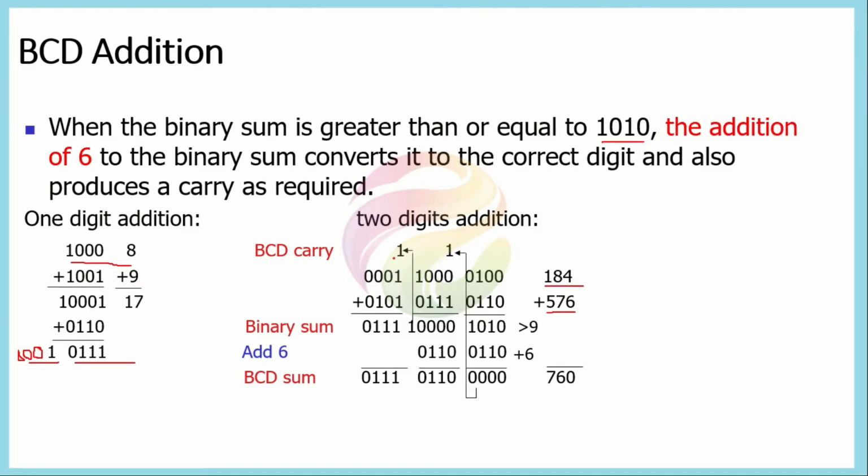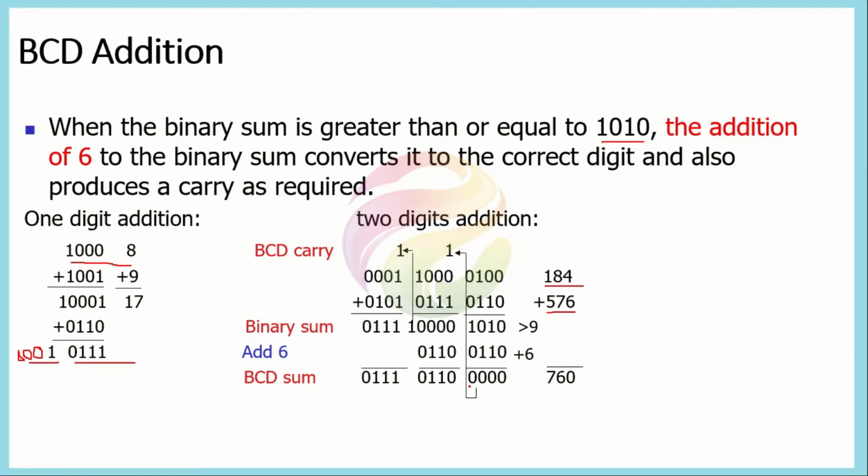That carry will move to the next column, and in the next column the actual addition is between 1 and 5, but we have again a carry from the previous column, so we also have to consider it. So this is 1, this is 5, and we have a 1 carry, so if we add all of them, we will get a result of 7. As 7 is smaller than 9, we don't need to add a 6 here. So this will give us 7. So this is actually 7, this is 6, and this is 0. So in this way we will get the exact result.